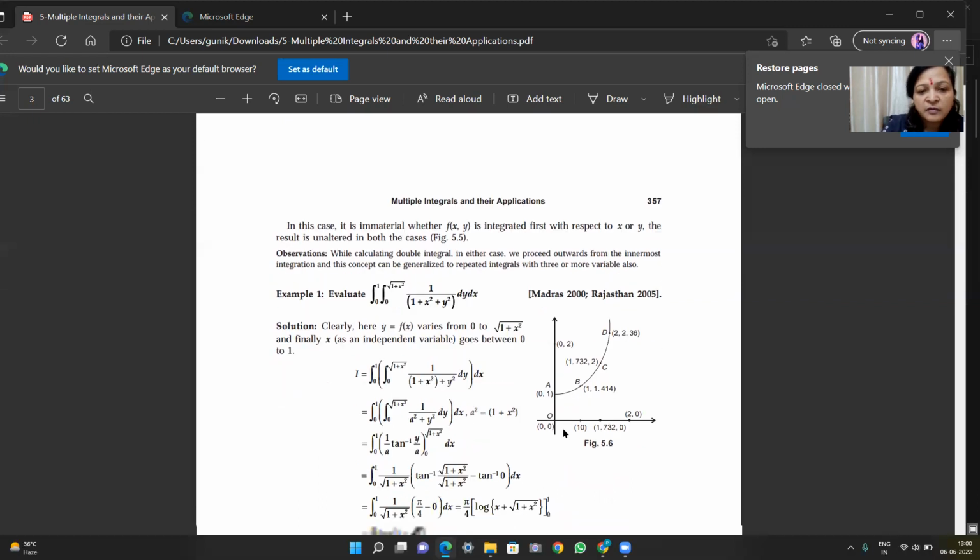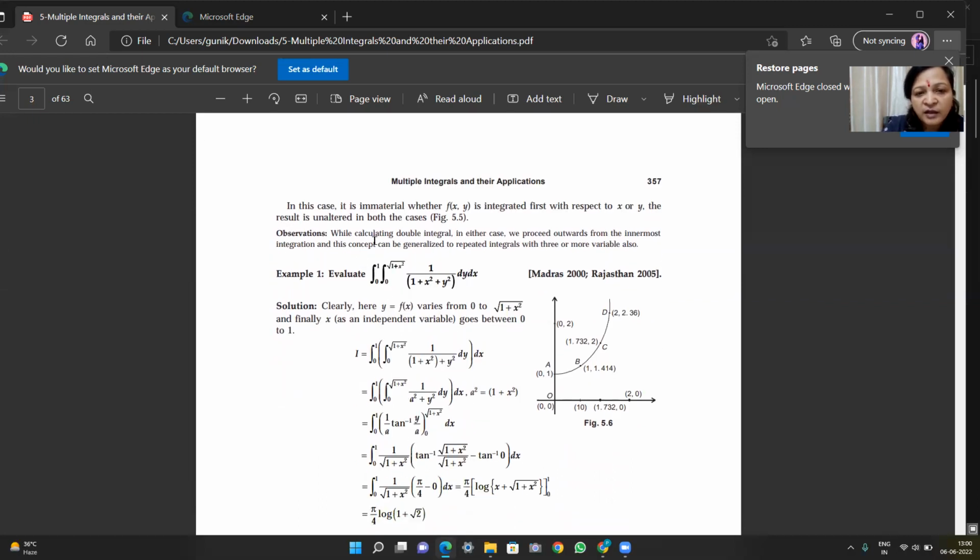So we can see here that while calculating a double integral, in either case, we proceed outward from the innermost integration. And this concept can be generalized to repeated integrals with 3 or more variables. यानी कि इस केस में हम अंदर से बाहर की तरफ मूव करेंगे. जैसे dy dx लिखा हुआ है, so it means we will first integrate with respect to y, then with respect to x.